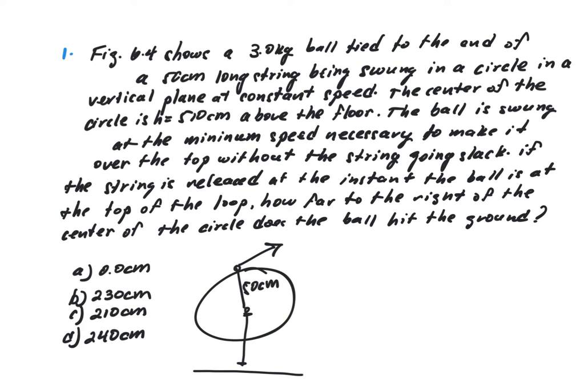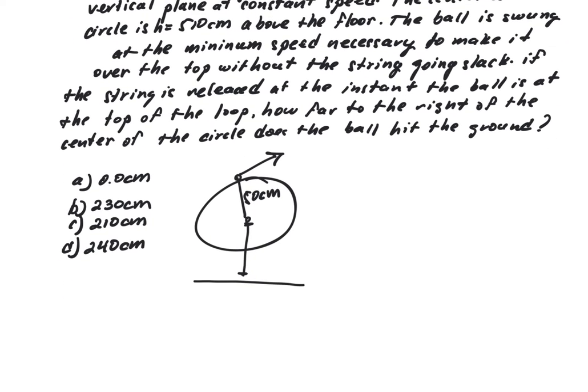Right. So we're gonna be working on chapter 6, question 1. Question 1 says figure 6.4 shows a 3 kilogram ball tied to the end of a 50 centimeter long string, being swung in a circle in a vertical plane at constant speed. The center of the circle is height 510 centimeters.